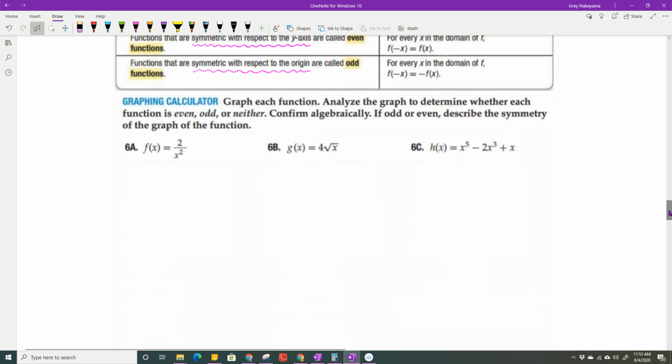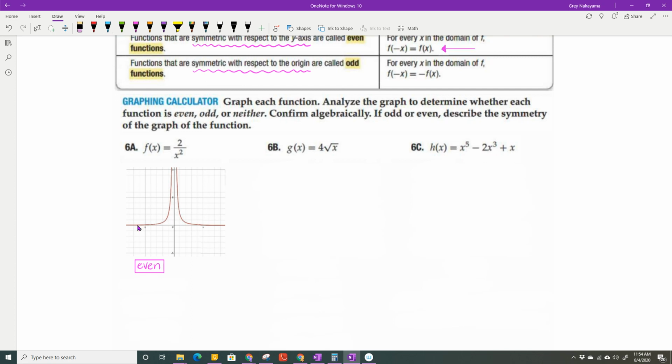Okay, so to speed this up, we already talked about graphing, so if you need some help with ClassCalc or another graphing utility, let me know. But I went ahead and put the graph in here to speed it up. So that is the graph of f(x) = 2/x². I only need to know, y'all, if it's symmetric to the y-axis or the origin. So is this symmetric to the y-axis? If I fold it, is it going to match on both sides? Yes, it is symmetric to the y-axis. So it's an even function.